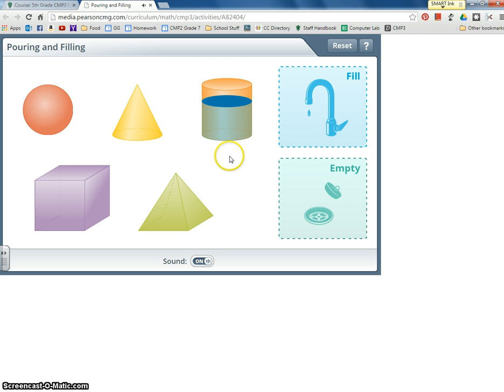What do you notice about the relationship, about how much of the cylinder is filled by the water from the sphere? I can do it again to show you, see if you can come up with an idea.